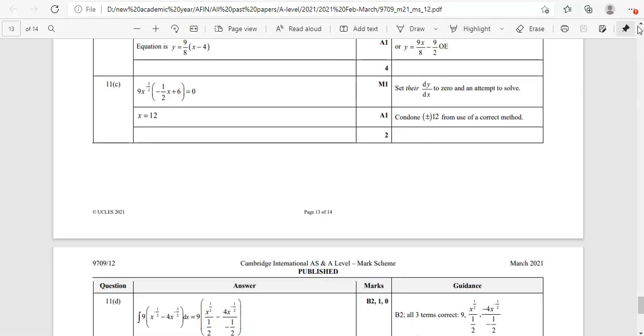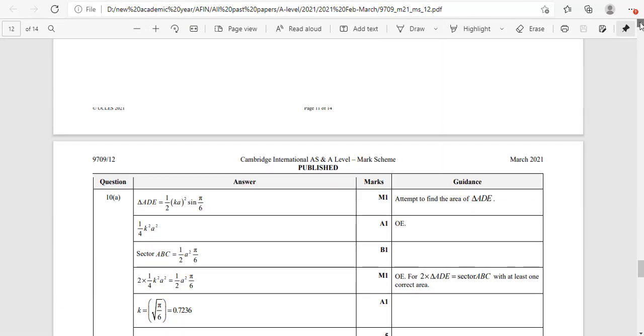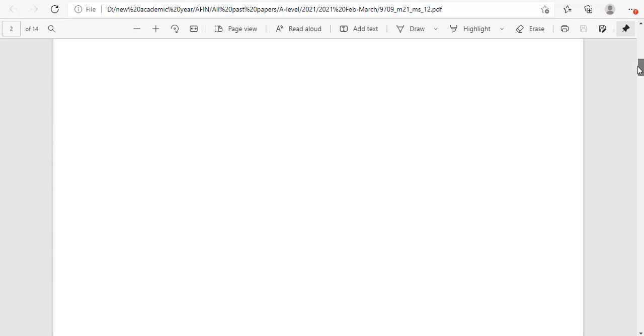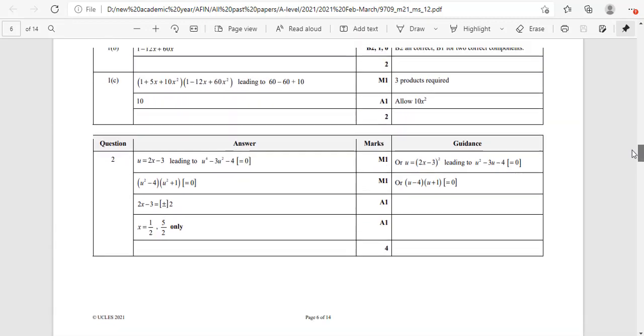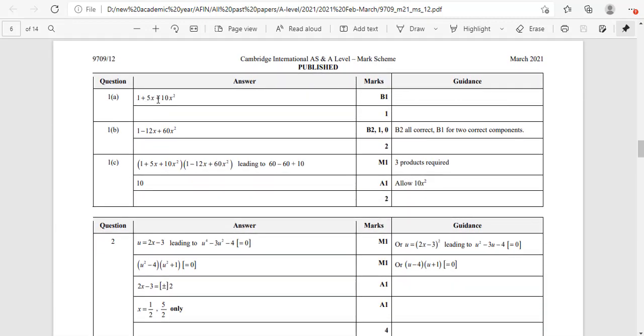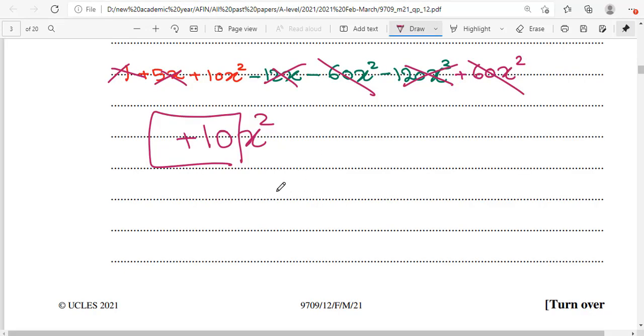If we want to quickly check the answers to save your time. Okay, question 1A, we got 1 plus 5x plus 10x squared. B, we got 1 minus 12x plus 60x squared. And for C, we did this multiplication, and then at the end we got 10. So the process and the final result both have marks.